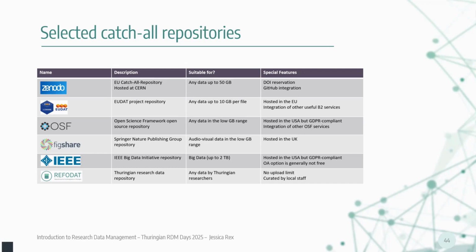Then there is the IEEE Big Data Initiative repository, which has been, as of lately, the only repository where you can deposit big data. But now there's also Refodat, which is the Thuringian Research Data Repository. So if you're a Thuringian researcher based here in the Free State, you can also use Refodat. We also do not have an upload limit for file size. So this is an overview of a few generic catch-all repositories that you might want to use in case you can't find a suitable discipline-specific one for your needs.